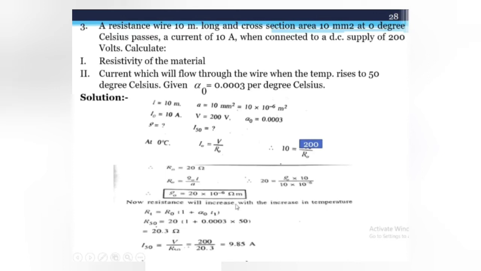Now resistance will increase with the increase in temperature. So RT equal to R0 into 1 plus alpha 0 T1. As you know, R0 is 20 ohm, alpha 0 is 0.0003 and T1 is 50. By putting that, you can find the value of resistance at 50 degrees Celsius. It is 20.3. As the voltage is constant but resistance has changed at 50 degrees, the current at 50 degrees Celsius is I50 equal to V upon R50. V is 200, resistance at 50 degrees is 20.3. By putting the values of V and R, we get the current as 9.85 ampere.